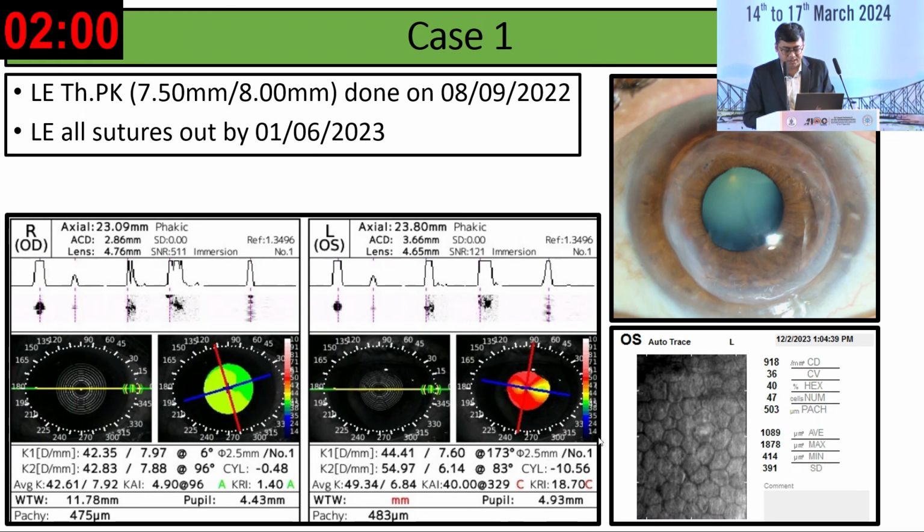The biometry is tricky. So in the left eye, the optical biometer is giving us a cylinder of almost 11 diopters. In the right eye, the axial length is quite okay. So we counseled the patient for a cataract surgery and also a toric IOL.